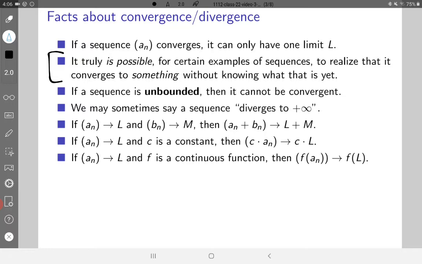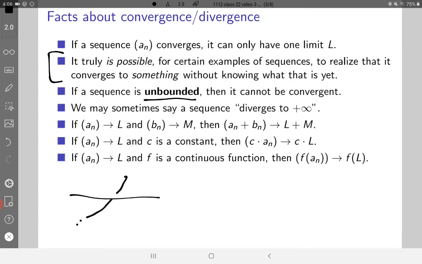And by the way, if a sequence is unbounded, then it cannot be convergent. Remember I talked about bounded and unbounded at the end of the previous video? If a sequence is unbounded, that means its values are allowed to grow above, outside of a particular limit, no matter what limit we could possibly set up.